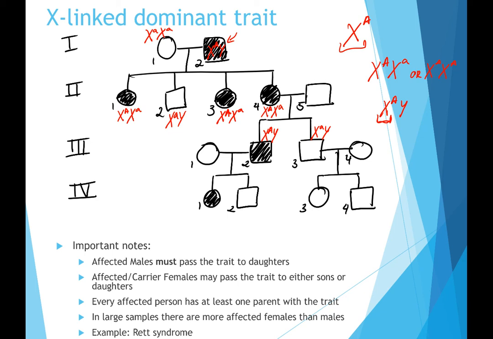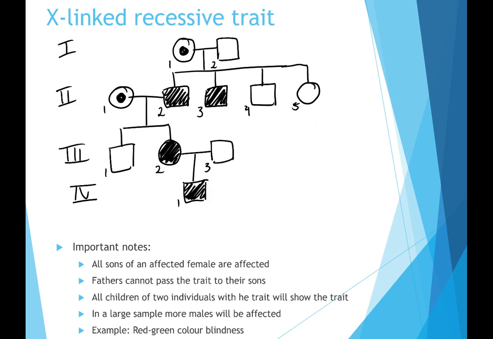And every affected person has to have one parent with the trait. Rett syndrome's a great example of this. All right. X-linked recessive traits, the opposite of X-linked dominant. So we have X little a as our case here. In this case here, males are actually more likely to be affected. And the reason why is because they only have one X chromosome. So either they have it or they don't.